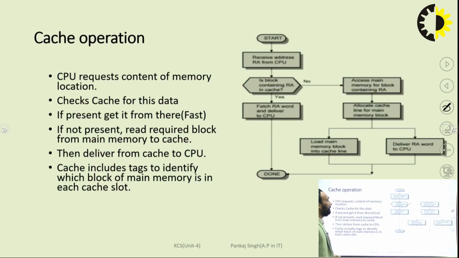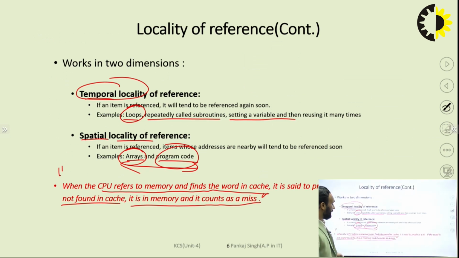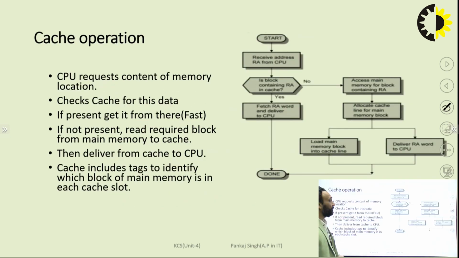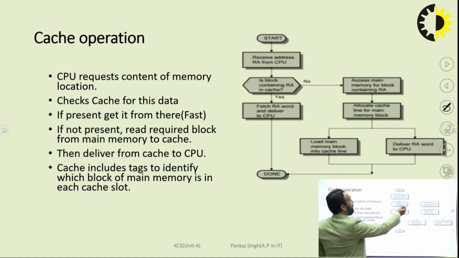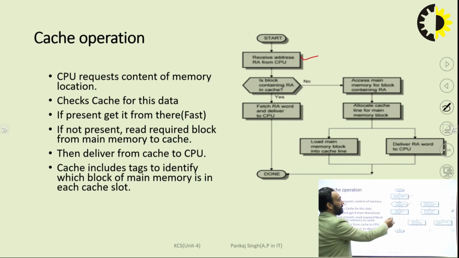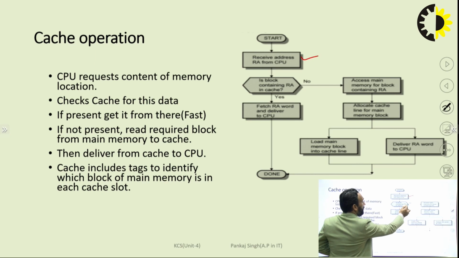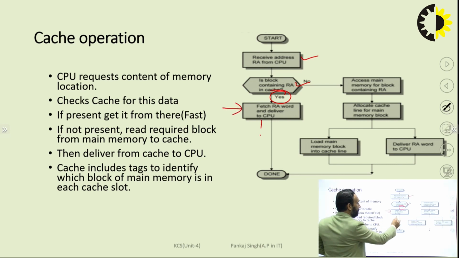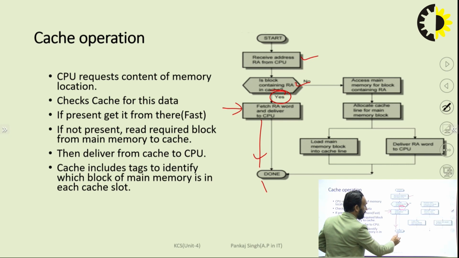Here we have a block diagram of the whole process. As I said earlier, how will the cache memory find the word, in the main memory or in the cache memory? Here we have a look. Receive address to read from CPU. Is the block content available in the cache memory? If yes, then fetch the word and deliver it to the CPU, and the process is complete.